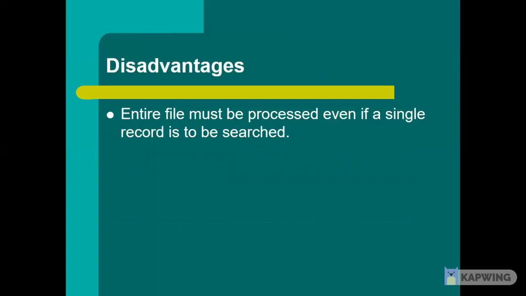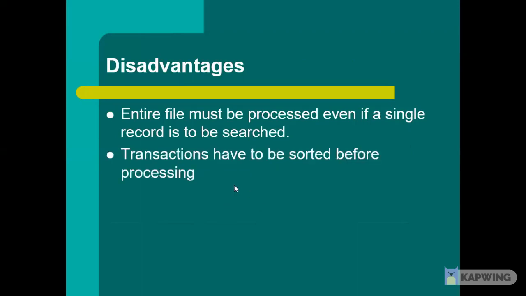And what are the disadvantages of a sequential file? The entire file must be processed even if a single record is to be searched. If you want to search a record, you should start from the beginning until you get the record. Transactions have to be stored before processing. Overall processing is slow.